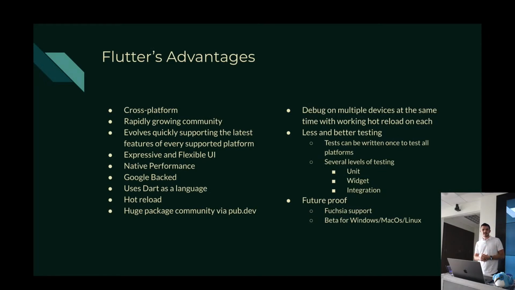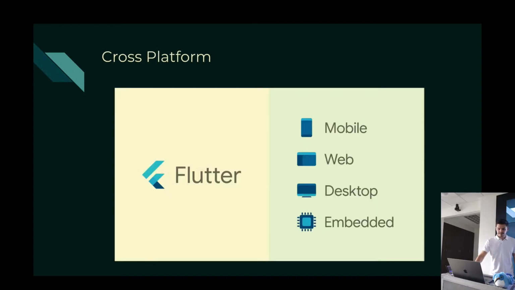So here's just a full list here. I'll quickly go through these and then we'll dive into them in more depth. First, it's cross-platform. It has a rapidly growing community. It evolves quickly. It has an expressive and flexible UI, near-native performance. It is Google-backed. It uses Dart as a language, which we'll talk about more. Has hot reload, a huge package community via pub.dev. You're able to debug on multiple devices at the same time. And because it's cross-platform, we also have less and better testing. And then it is also future-proof. So let's dig into these.